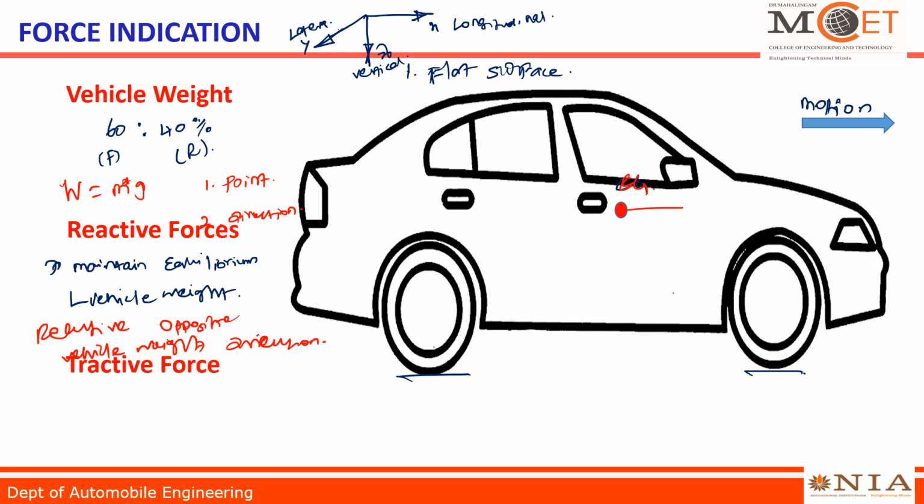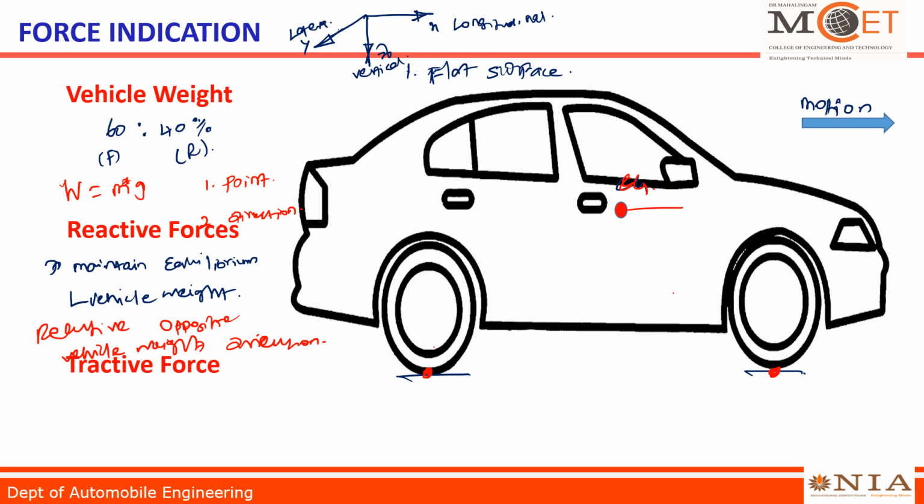A third force that acts on the vehicle is the tractive force. We know the purpose of the tractive force is to move the vehicle, to push or pull it. By using this force only, the vehicle is moving. It is the accelerating force, whatever you may call it. Without this force, the vehicle is not going to move. We know that tractive force is the force generated at the contact patches of the road and tire surface. That is the definition of tractive force.